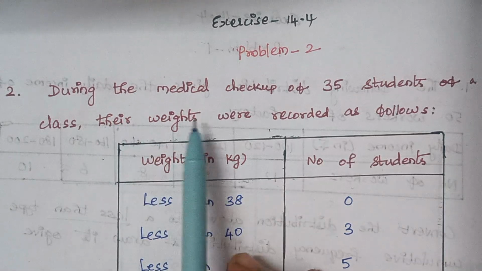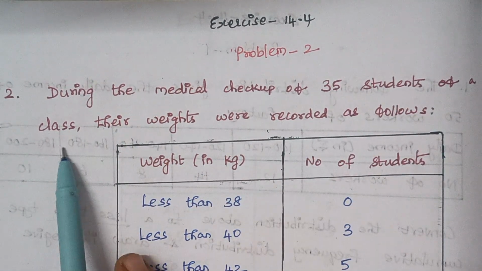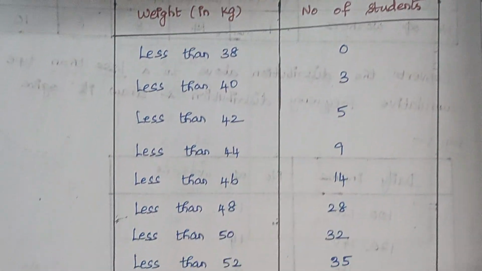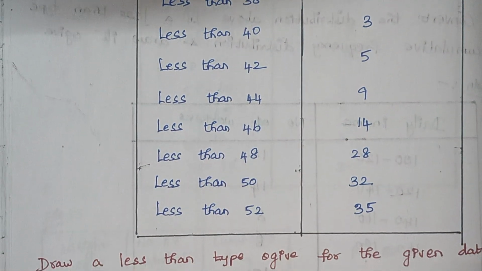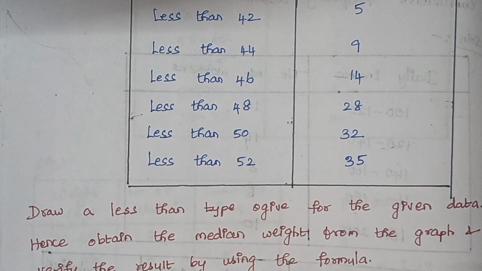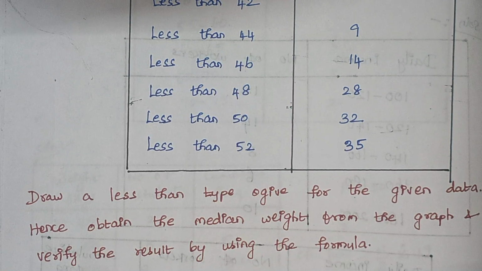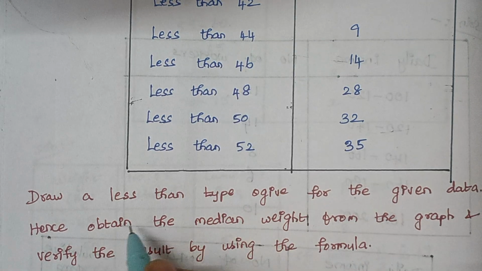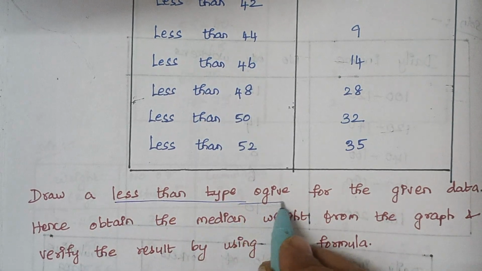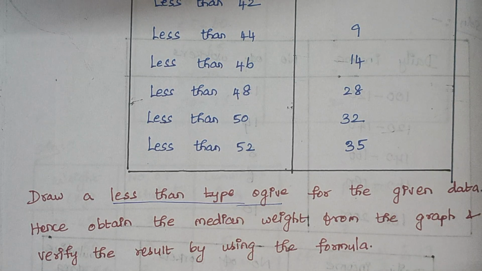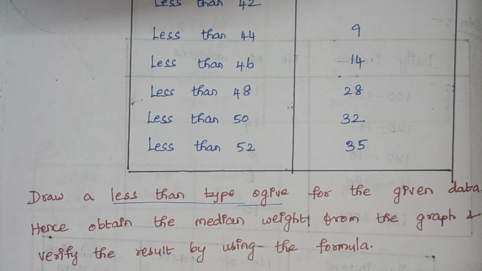Problem 2. During the medical checkup of 35 students of a class, their weights were recorded as follows. This is the tabulation which is given. Draw a less than type ogive for the given data. Hence, obtain the median weight from the graph and verify the result by using the formula. Again, we are going to draw a less than type ogive, and we have to calculate the median weight using the formula also, and cross check whether the median value is the same from the ogive as well as from the formula.